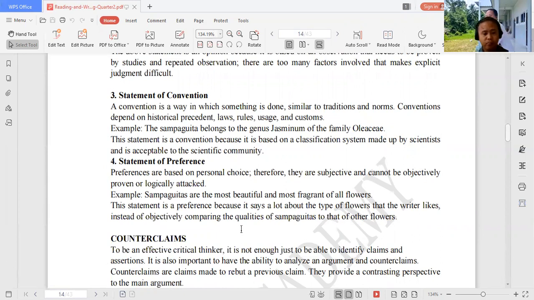Now, statement of preference. Preferences are based on personal choice. Therefore, they are subjective and cannot be objectively proven or logically attacked. Example, some pagitas are the most beautiful and most fragrant of all flowers. So this statement is a preference because it says a lot about the type of flowers that the writer likes, instead of objectively comparing the qualities of some pagitas to that of other flowers.